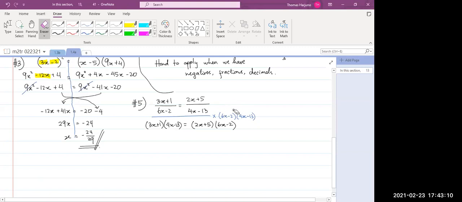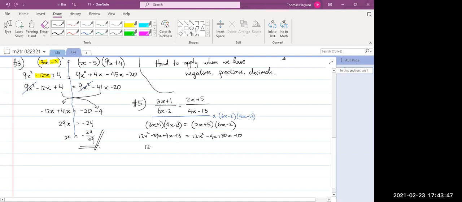That's why you notice that I avoid saying cross multiplying. Instead, I will say multiply by the LCD. Why? Multiplying by LCD actually has more general application. Anyway, let's go on. I FOIL this. I will get 12x squared minus 39x plus 4x minus 13 equals 12x squared minus 4x plus 30x minus 10.